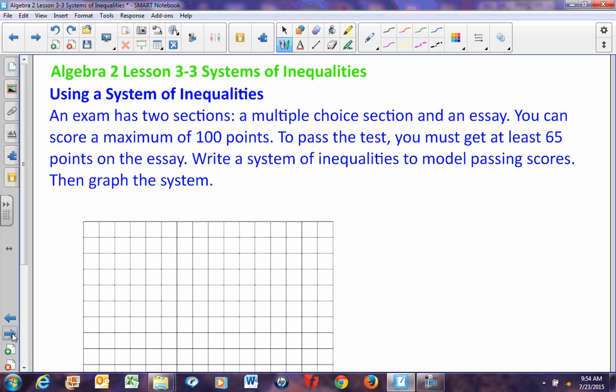Okay, so we have two types of questions. We have multiple choice questions and essay questions. So I'm just going to let one variable be multiple choice and one variable be essays. I'm going to let x equal multiple choice. And I'm going to let y equal essay.